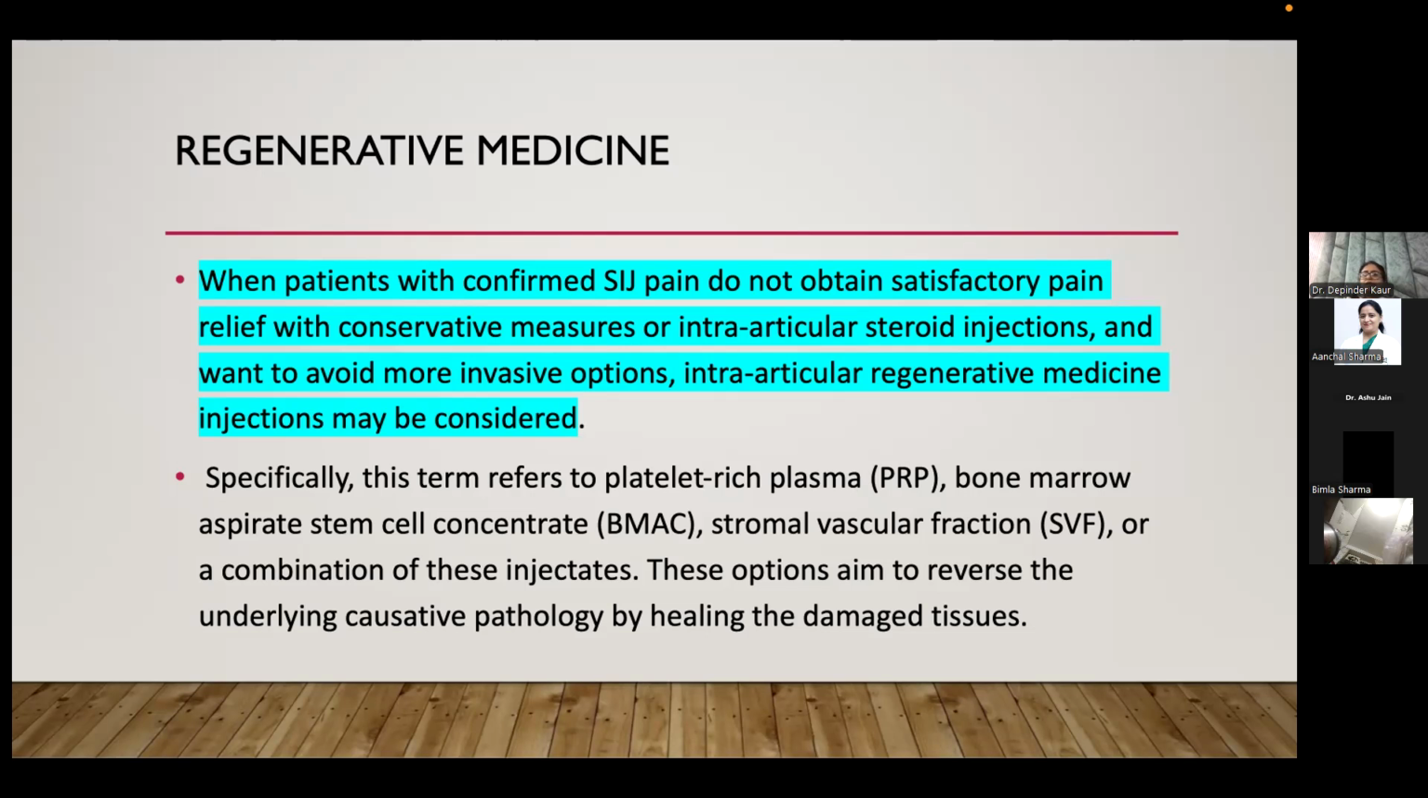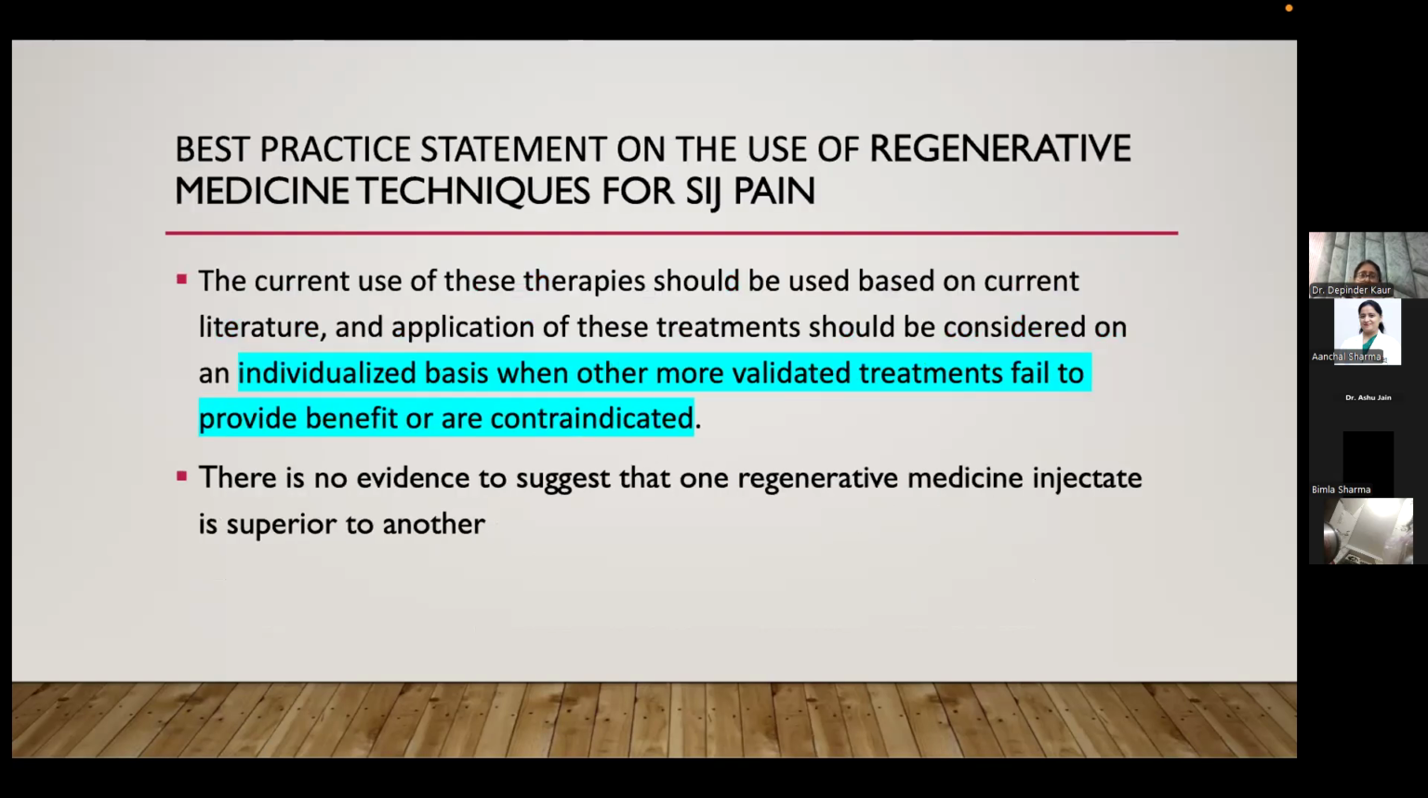With these options, the underlying causative etiology or pathology can be reversed or healed if it is there. But what is the best practice statement on the use of regenerative medicine? We have very few studies on the use of regenerative medicine in SI joint pain patients, and it should be used on an individualized basis, when other more validated treatments fail to provide benefit or are contraindicated. Until now, there is no evidence to suggest that one regenerative medicine, either PRP, BMAC, or stromal vascular fraction, is superior to another.